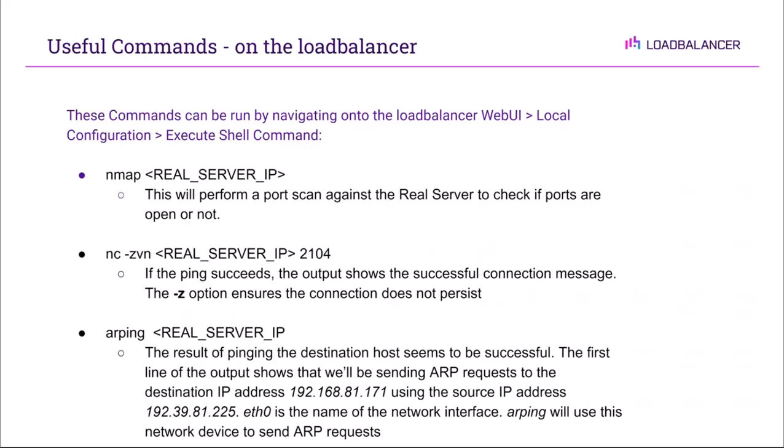Then we have nc, which stands for netcat. This is the netcat command that can be used to check if the port is open. You simply specify the netcat command, the IP, and then the second part is the port. This will basically work the same as telnet, if you're familiar with that.